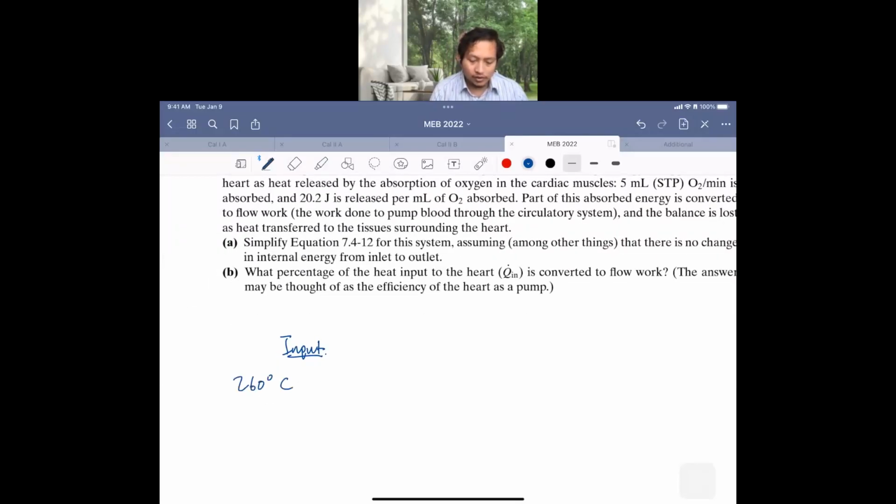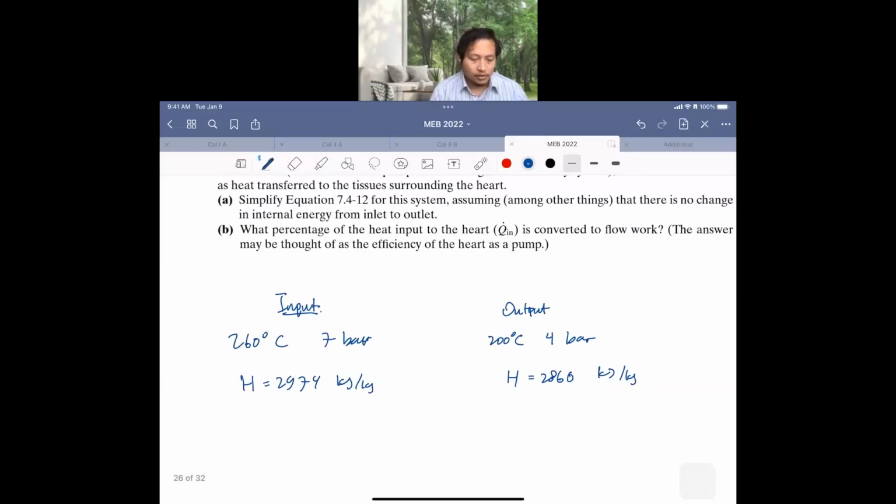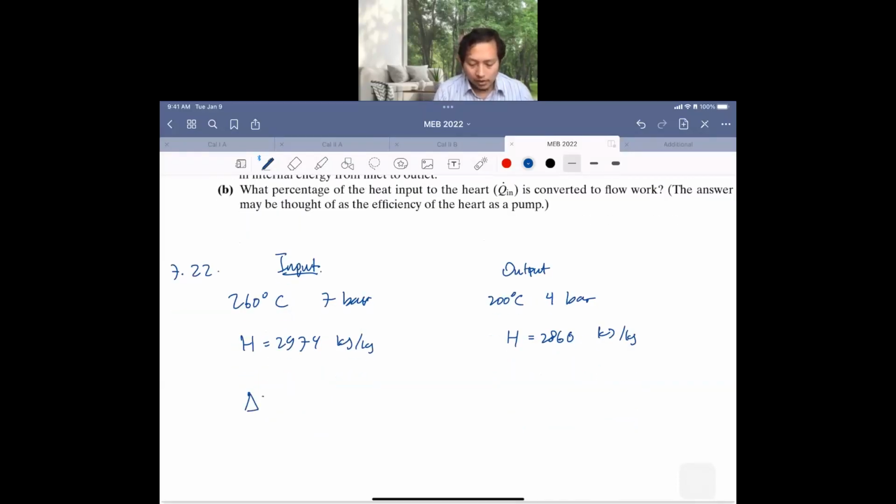So you have some input, right? Input at 260 degrees Celsius and 7 bar, and then the output is 200 degrees Celsius and 4 bar, and you have the enthalpy 2974 and 2860 kilojoule per kilogram. This is 7.22, right? And then it goes to the energy balance equation for an open system: kinetics, potentials, and the shaft work will be assumed as zero because no information is given. So we are just focused on finding the kinetics as the negative delta H.